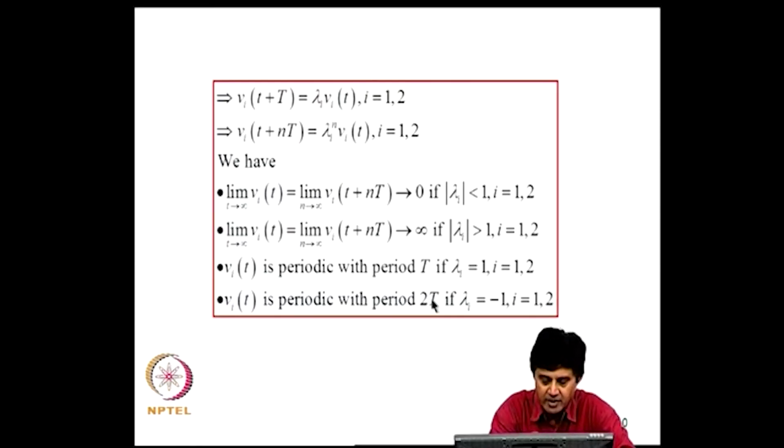So, depending on the nature of eigenvalues, there are 4 different behaviors possible. Either the solution will go to 0 as t tends to infinity, or it will shoot to infinity as t tends to infinity, or it will be periodic with period capital T, or it will be periodic with period 2T.